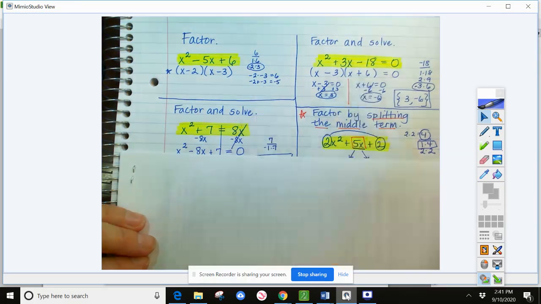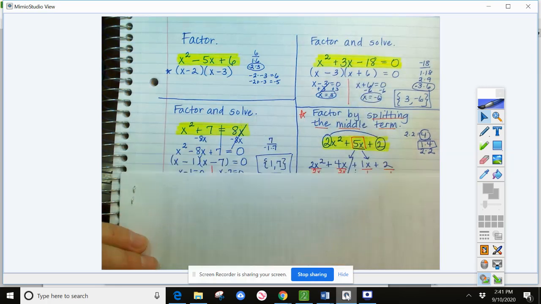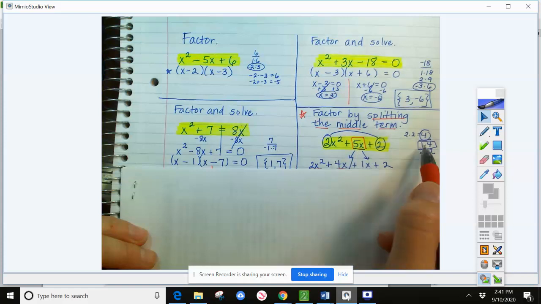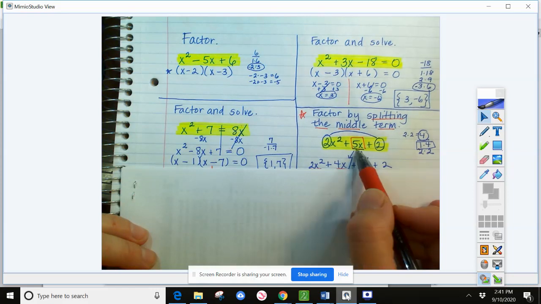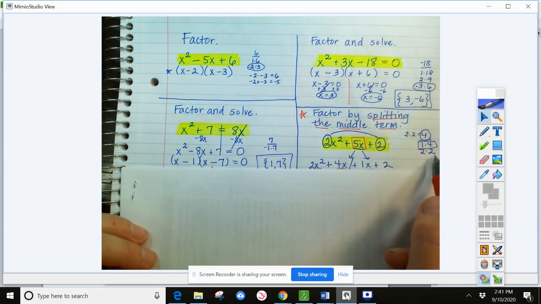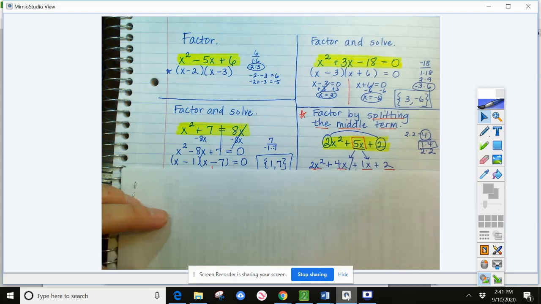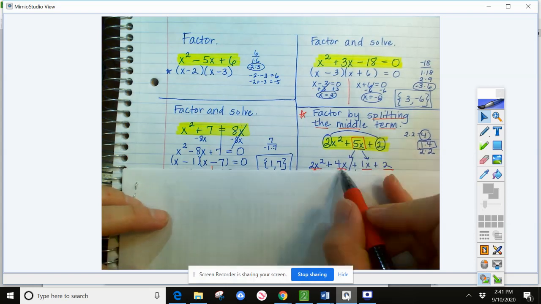but here's where the things are going to get different. We are splitting the middle term. So we split the middle term up with those factors that you chose. Yes, it does matter which ones you choose. They still have to add or subtract to be your middle term. So we couldn't choose 2 and 2 because that would be 4x, and that's not what we're trying to do. So we split this up using 1x and 4x.